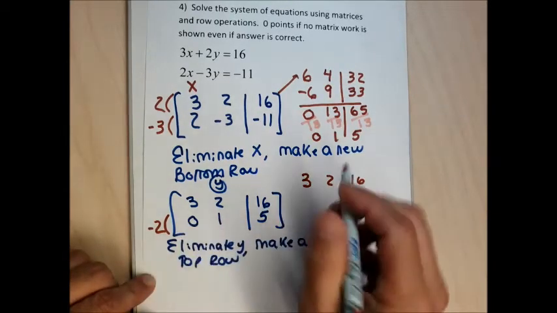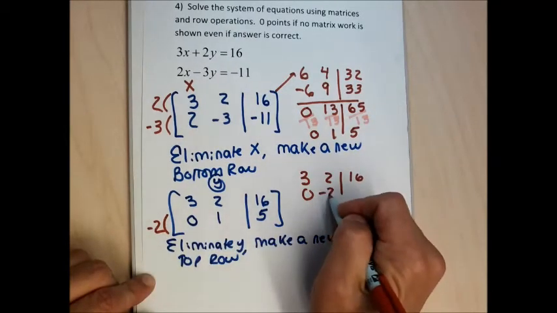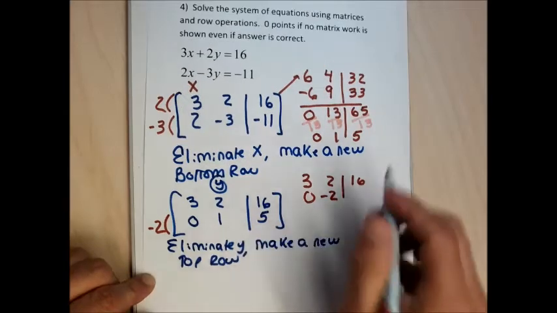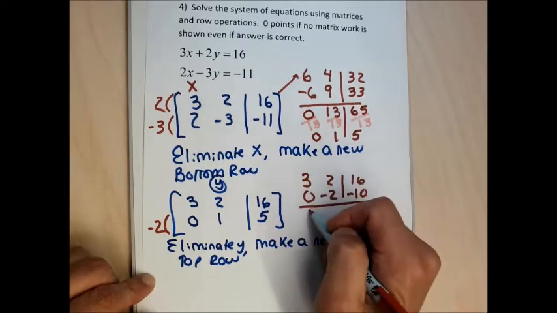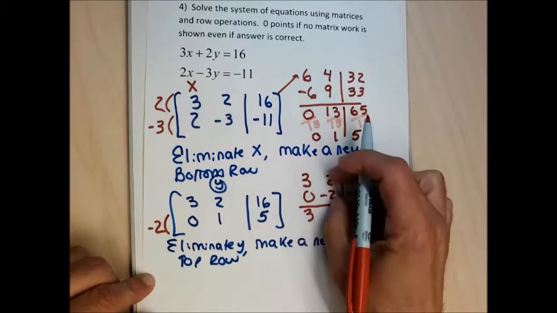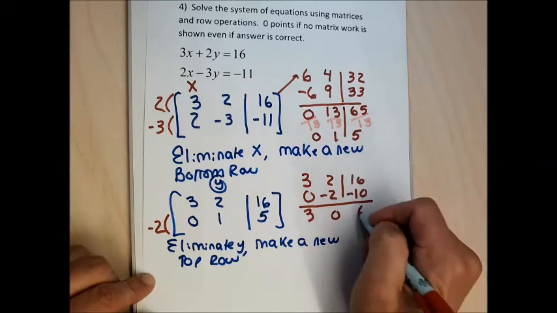I'm going to go negative 2 times 0 is 0. Negative 2 times positive 1 is negative 2. Negative 2 times positive 5 is negative 10. I'm going to add the rows together. 3 plus 0 is 3. 2 minus 2 is 0. 16 minus 10 is 6.